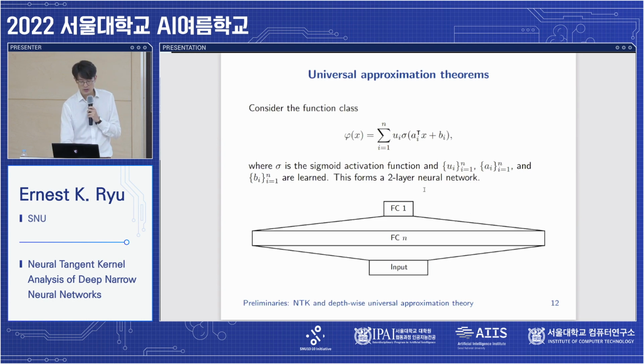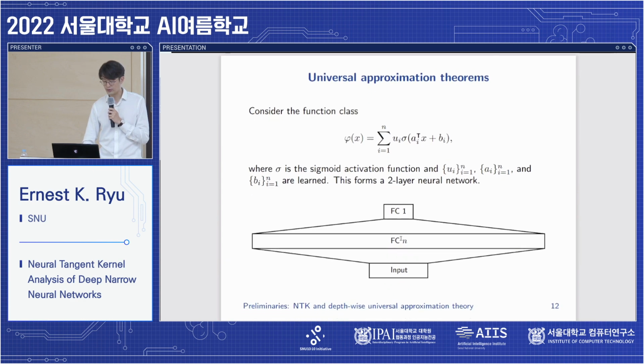So here I'm drawing the diagram. There's an input of dimension d, and then there's a fully connected layer with width n, and then the output is a fully connected layer of width 1, and the output layer does not have any bias. So it's weight only for the output layer. And if you write that explicitly as a function with a summation, this is how you would express a two-layer neural network.